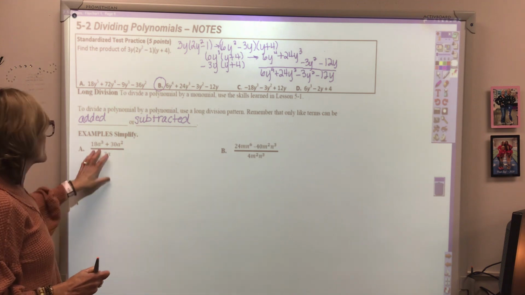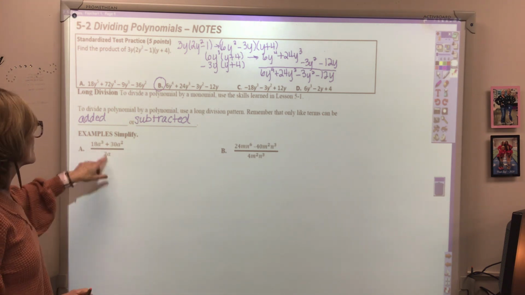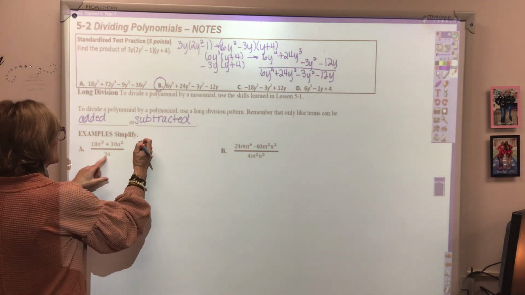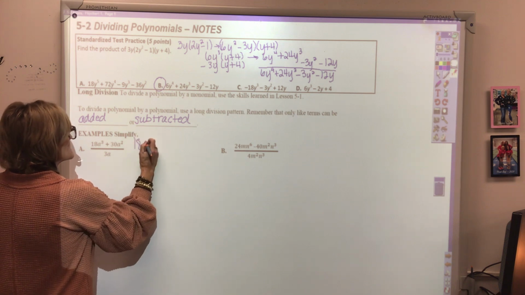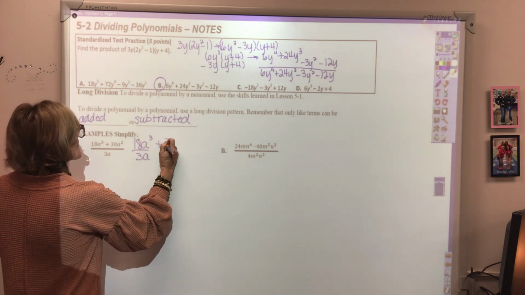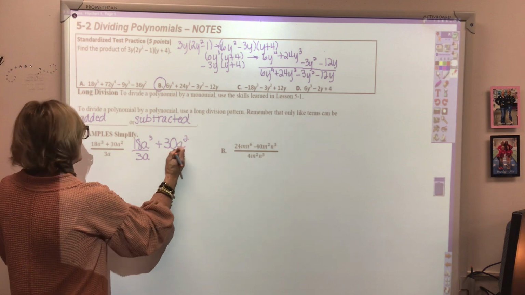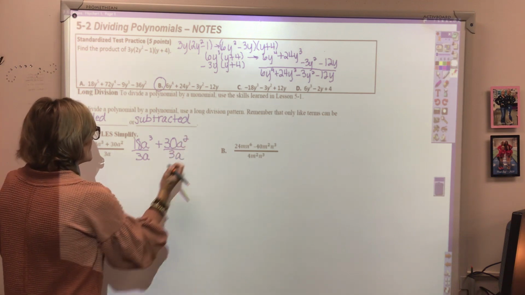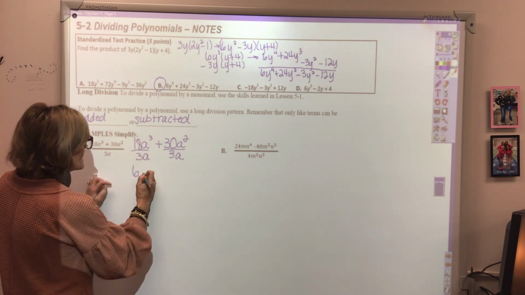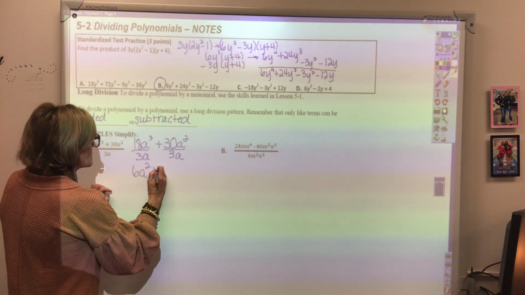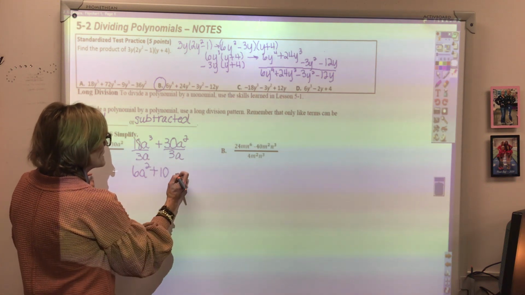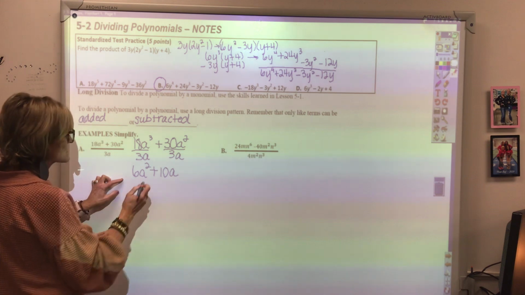Okay, the first two are dividing a polynomial by a monomial, and we've done this before. So you take each part over the denominator and simplify. 18a to the 3rd divided by 3a plus 30a squared divided by 3a. So we'll have 18 divided by 3 will be 6. A cubed divided by a is a squared, plus 30 divided by 3 is 10. A squared divided by a is a. So this should be our answer on the first one.